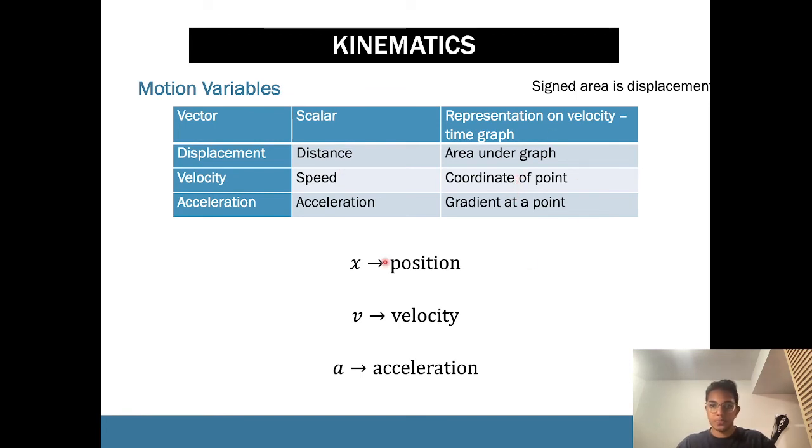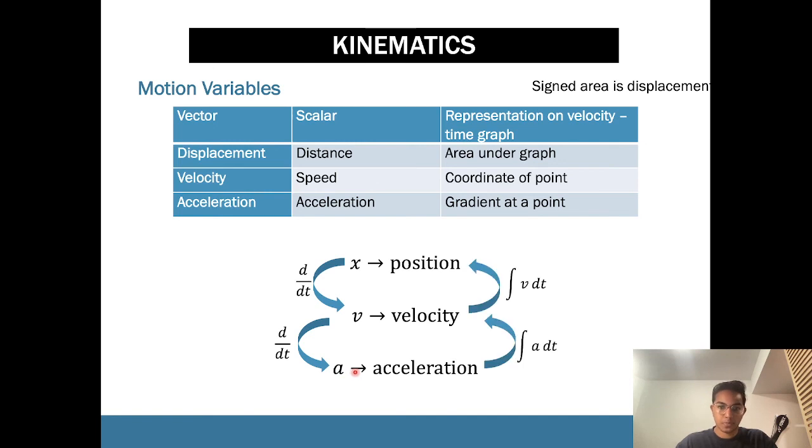Okay, cool. So all we have to do to find the other one is just take the derivative of the previous one. So dx/dt is equal to v, and dv/dt is equal to acceleration. And to get from the other one to the previous one, you just take the integral.